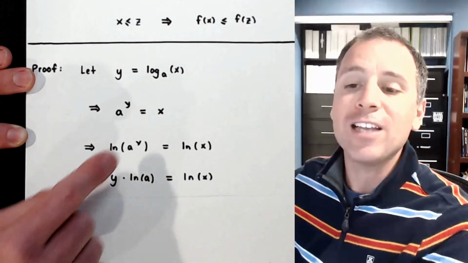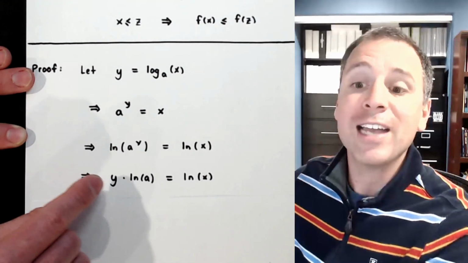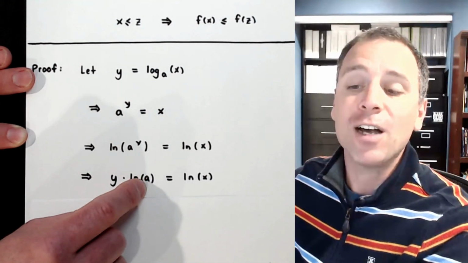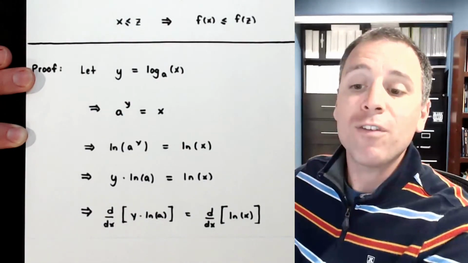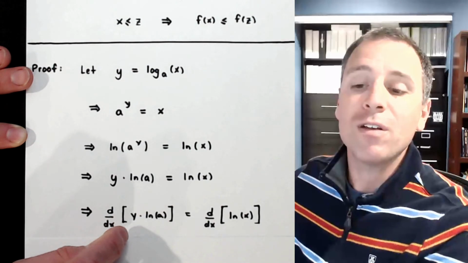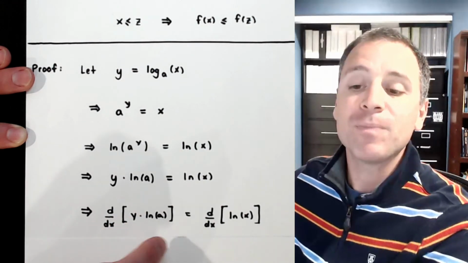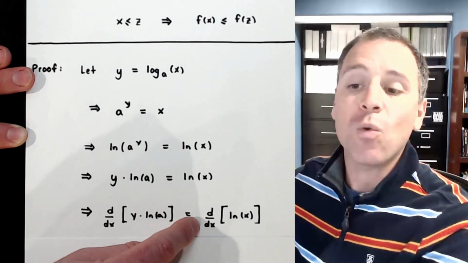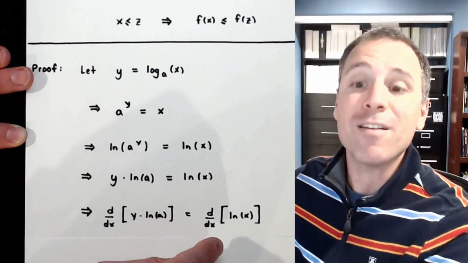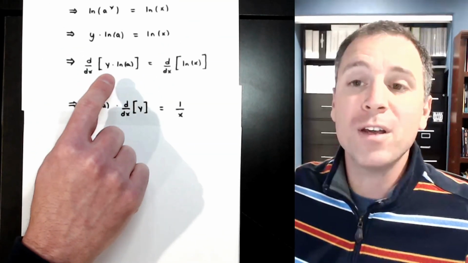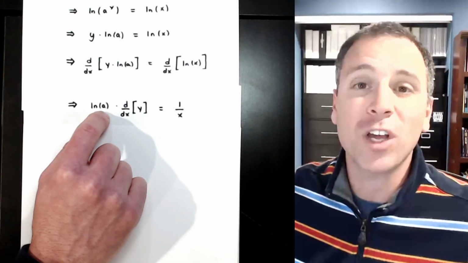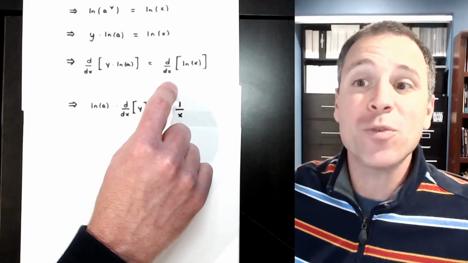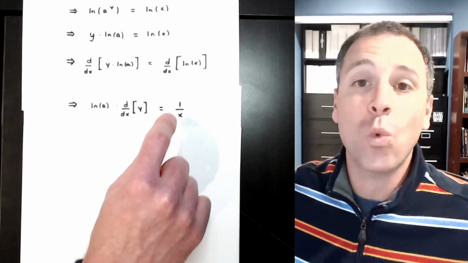So ln of a to the y is equivalent to y times ln of a. That's a constant. On the other side, we have ln of x. When we take the derivative of both sides, now we're taking the derivative of y with respect to x. There's a scalar inside. And on the right-hand side, we're taking the derivative of ln of x. Remember, when we take the derivative of a variable times a constant, we can pull the constant out. That's called the constant multiple rule. On the right-hand side, the derivative of ln of x is 1 over x.